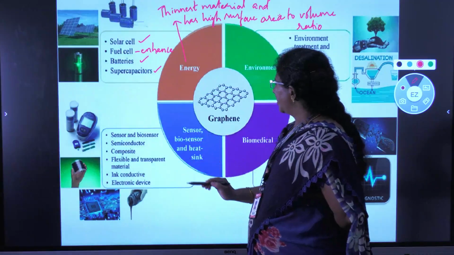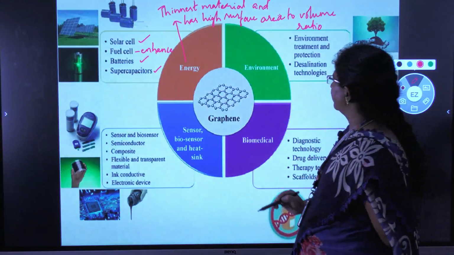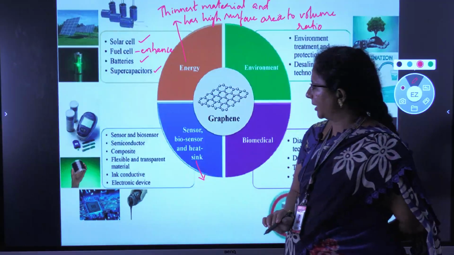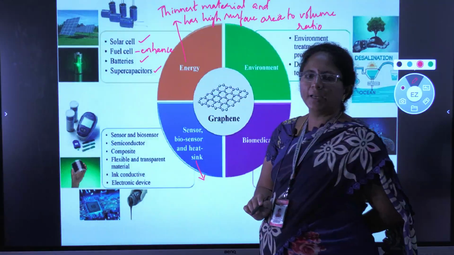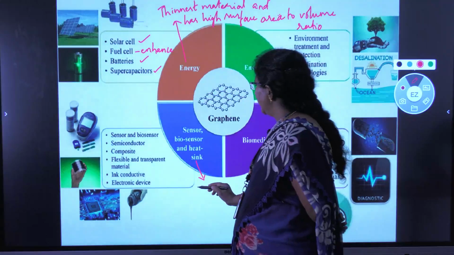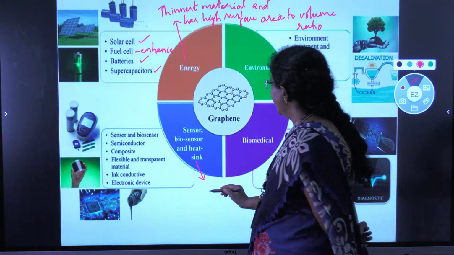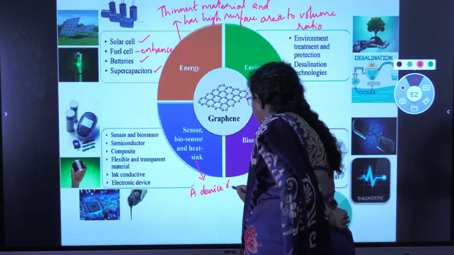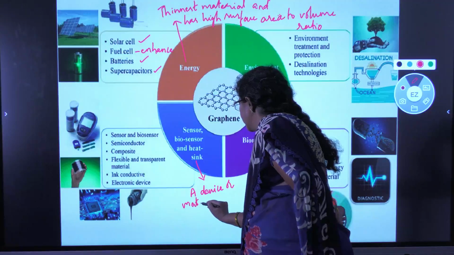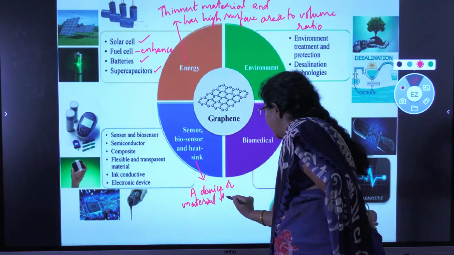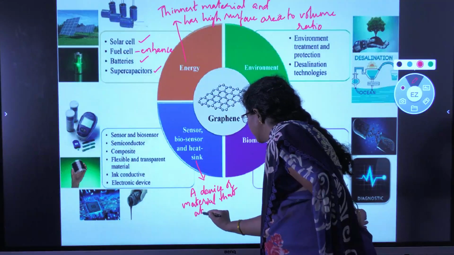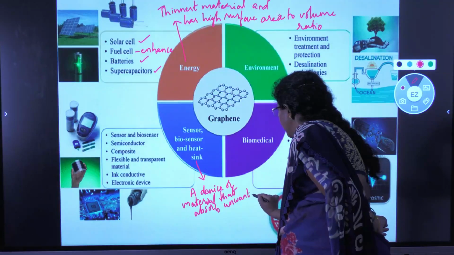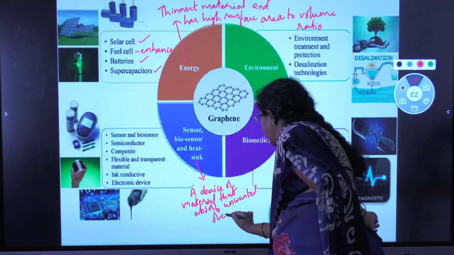Next, coming to the application sensor, biosensor and heat sink. As in thermal properties, what I have said, first property is graphene has high thermal conductivity. That's why it can be used in heat sink. Heat sink means a device or material that absorbs unwanted or excess heat.